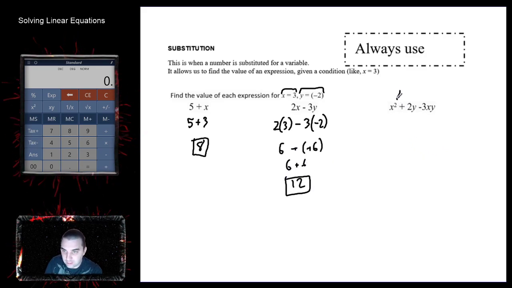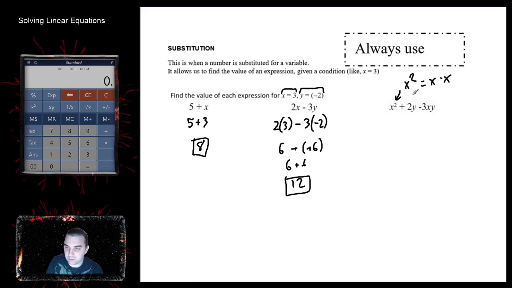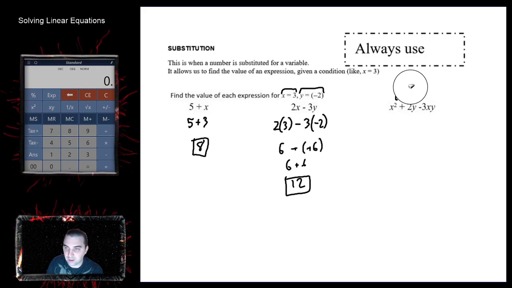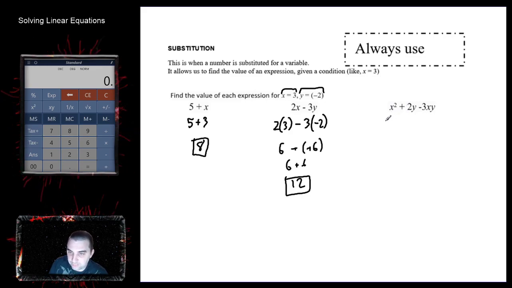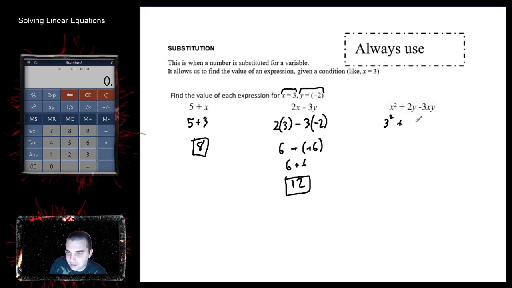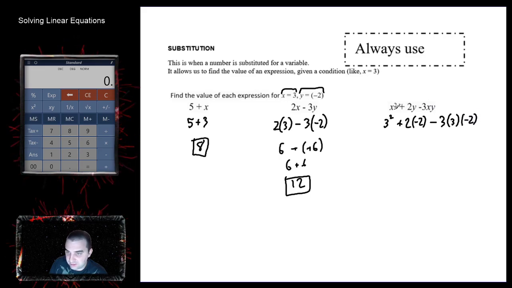All right, here. That thingy, remember that? That is an exponent. X squared is the same thing as x times x, because it's repeated multiplication, which means 3 squared is 3 times 3. Okay, you should know that, but just in case you didn't, little refresher. All my x's become 3's, all my y's become minus 2. So 3 squared plus 2 times minus 2 minus 3 times minus 2. So all I did is I just changed those variables for their substituted value.